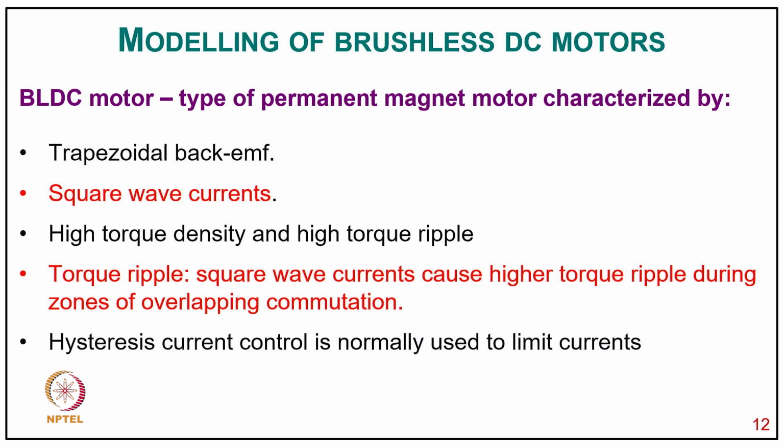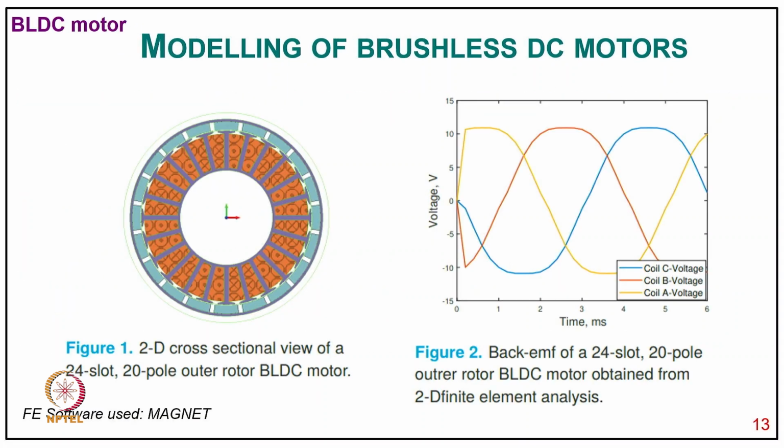So we can say the trapezoidal back EMF with square wave current gives high torque density and high torque ripple. The square wave causes high torque ripple during the zones of overlapping commutation. However, during the conduction period we should typically have constant torque with constant current and constant flux. Hysteresis current control is normally used to limit the current.